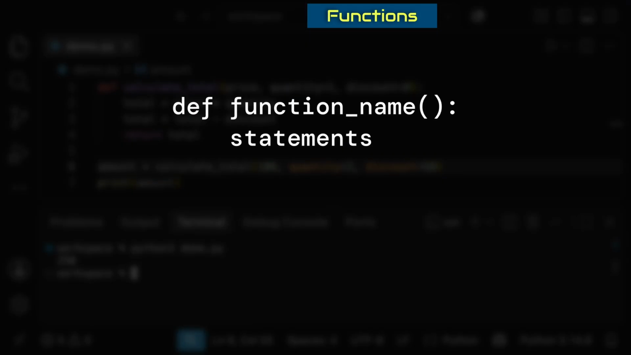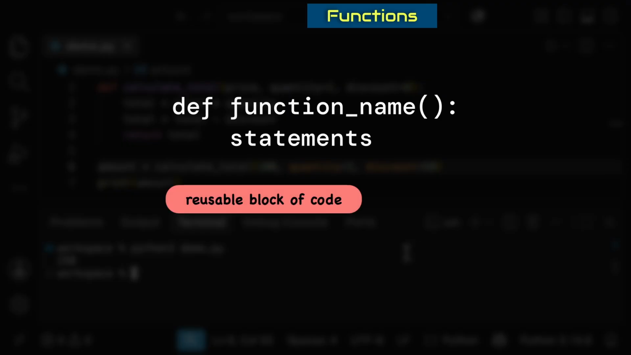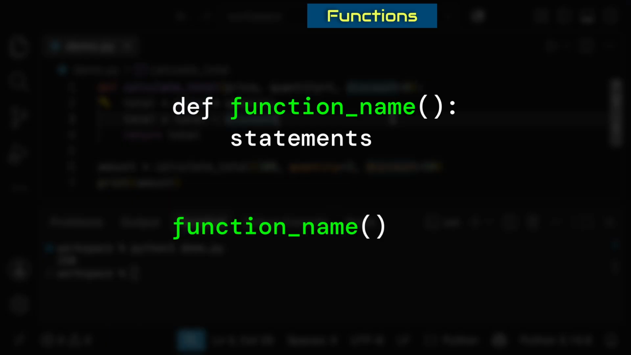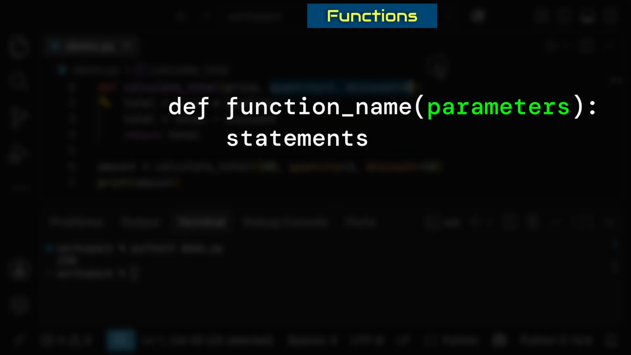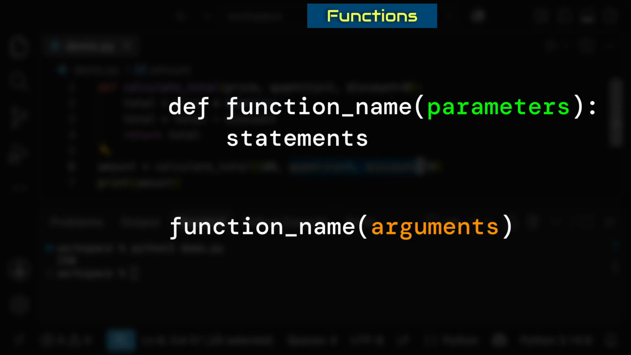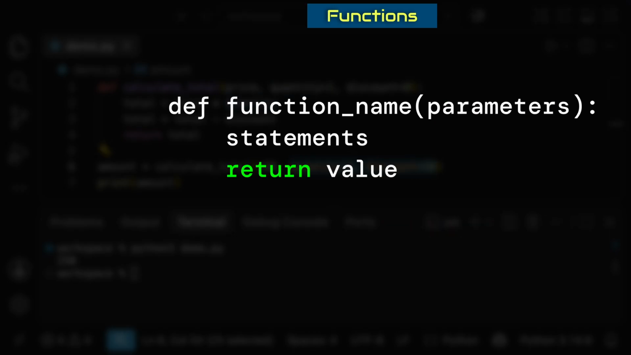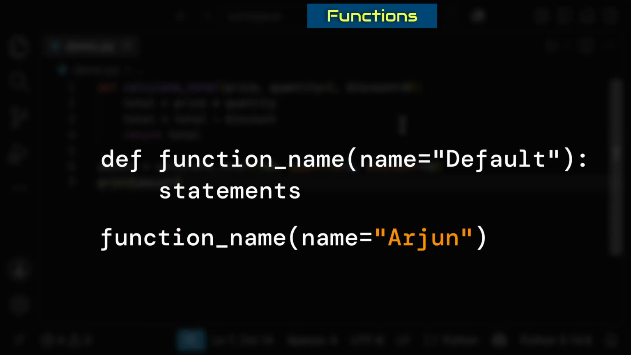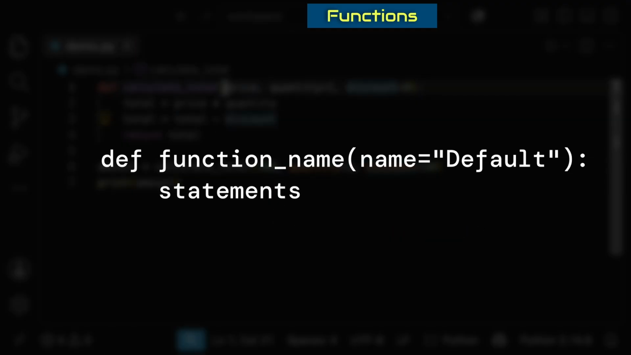Let us quickly review what we learned about functions. A function is a reusable block of code that performs a specific task. We create a function using the def keyword. We call a function using its name followed by parentheses. Parameters allow a function to receive values. Arguments are the actual values passed to the function. The return statement sends a value back to the caller. Default parameters provide values when arguments are not supplied. Keyword arguments allow us to pass values using parameter names. Functions help reduce repeated code and make programs easier to organize.